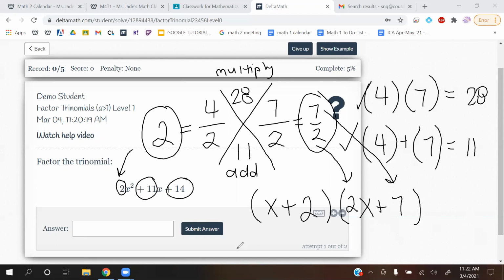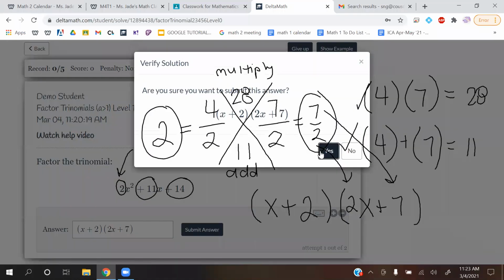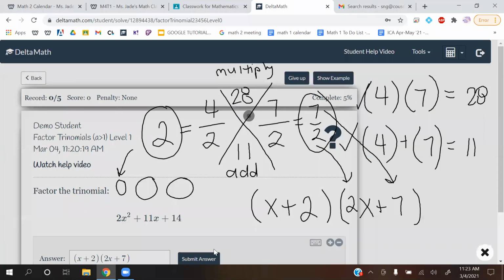I'm going to pause the recording here and see if you guys have any questions while I type out into the answer box. All right, so I just typed it in. Remember, you can put the 2x plus 7 in the front. It doesn't matter if this one's in the front or back. You can switch the order. It's totally fine. It will be correct. So I'm going to submit this. And we got it right.